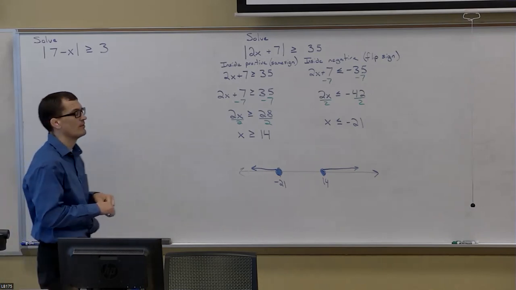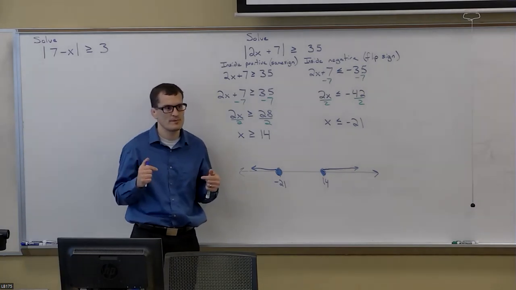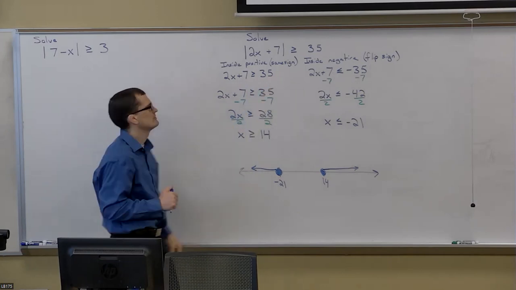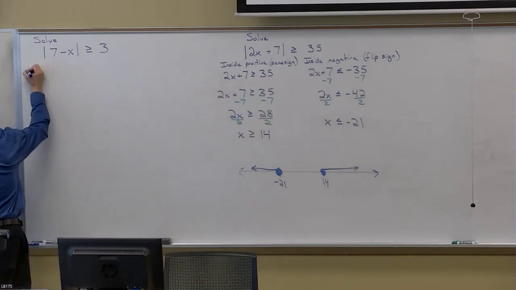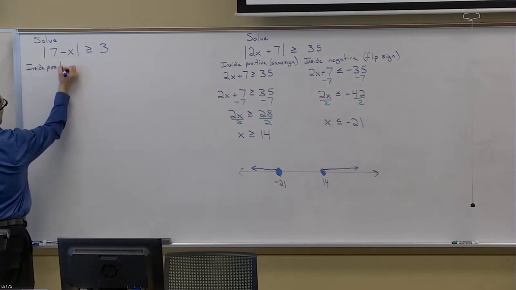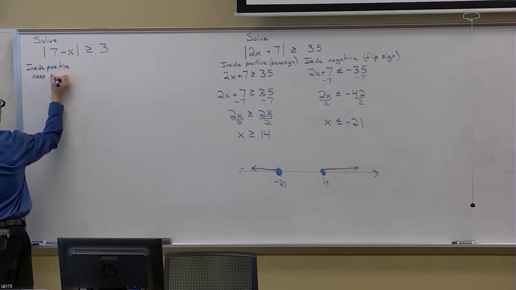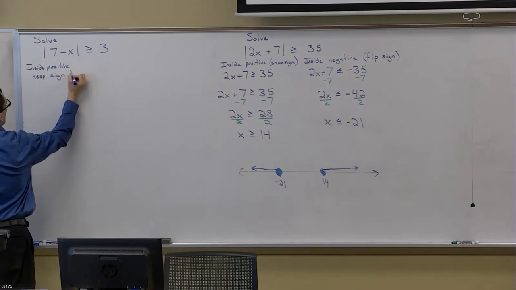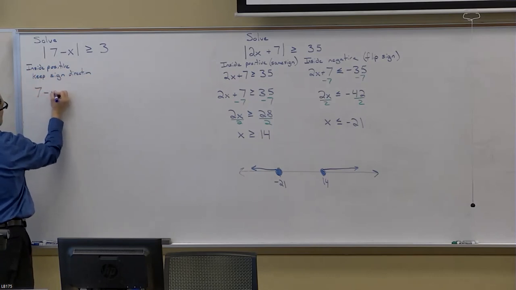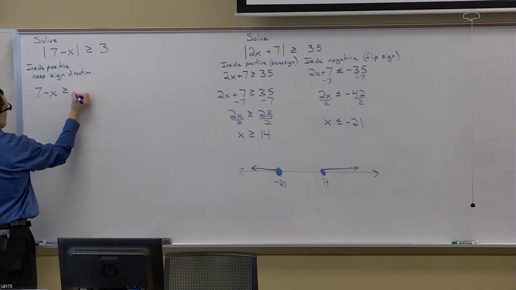All right, so I think since I've done two with the equal thing and then checking, I'll do this one again. If the inside piece is positive, I keep the sign the same direction. And I say, well, that means 7 minus x is greater than or equal to 3.